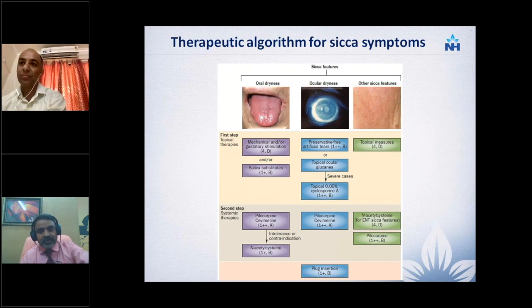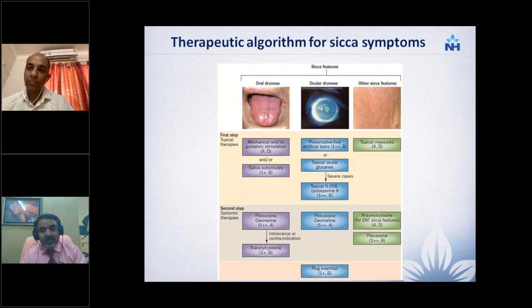The therapeutic algorithm for Sicca symptoms. Now there comes the treatment. So, therapy for Sicca symptoms: the first step is local treatment, and the second step is systemic treatment. Pilocarpine is very important for treatment of Sicca symptoms, and nowadays we can give these patients 5 milligrams BD or thrice a day. But sometimes these patients may not tolerate these cholinergic drugs and they will have sweating or fevers, so we can reduce the dose.